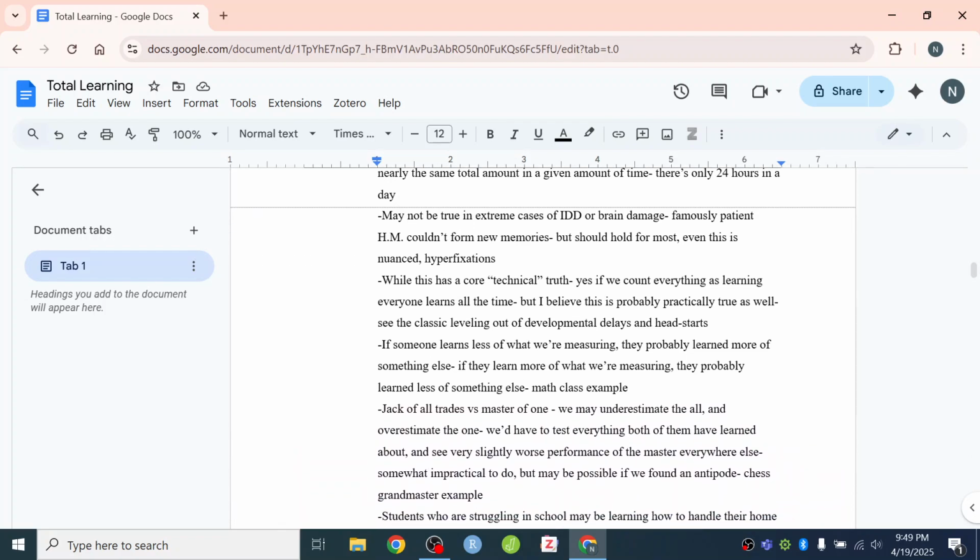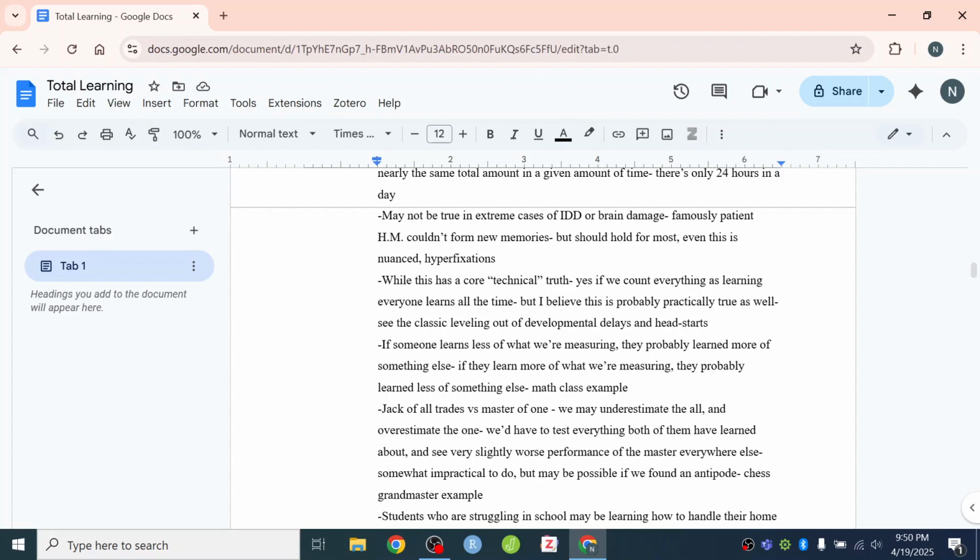This brings up a kind of secondary implication, this idea of the jack of all trades versus the master of one. Because of the limitations of testing and its ability to show the total learning that's being done, we might tend to underestimate the jack of all trades and overestimate the learning done by the master of one. Because to test the amount of learning done by the master of one, we just need to test them on the thing that they're master of.